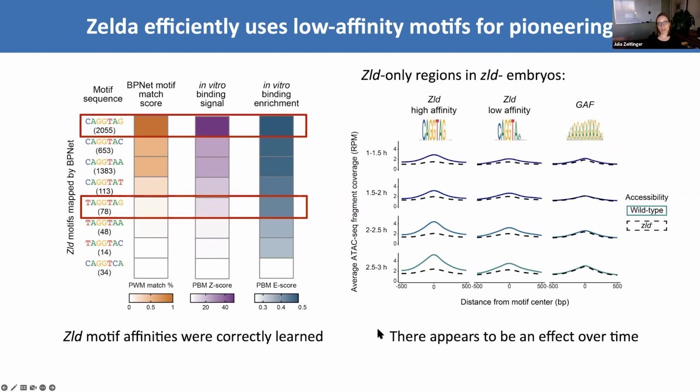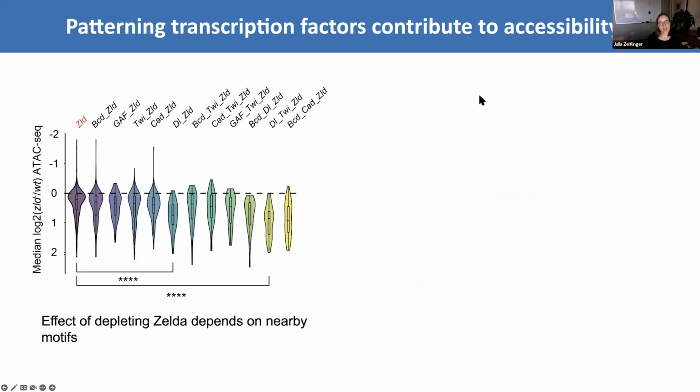Okay, so now the question is, what about the other motifs? Here we use the data that we generated for Zelda, the accessibility in wild-type versus Zelda mutant embryos, and leverage that to ask, what about the other motifs? Here we're looking at the loss of accessibility in Zelda mutants. I should say the previous analysis was only with the Zelda motif, so we're eliminating the influence of other motifs. And this is what we see.